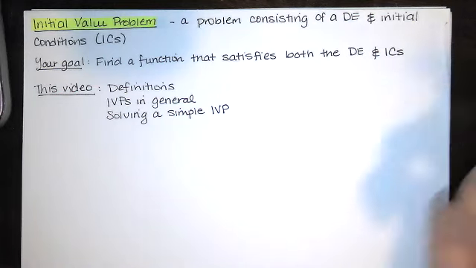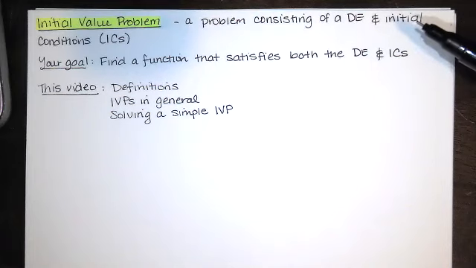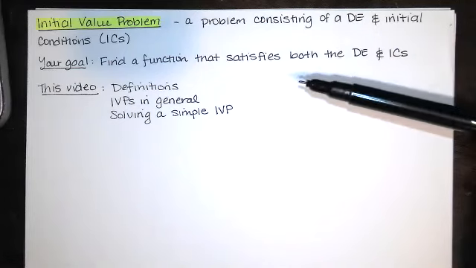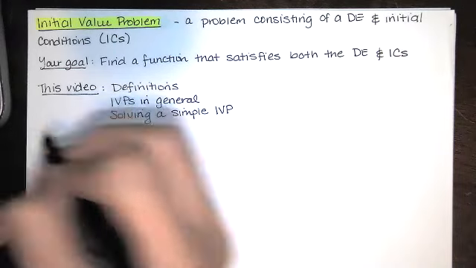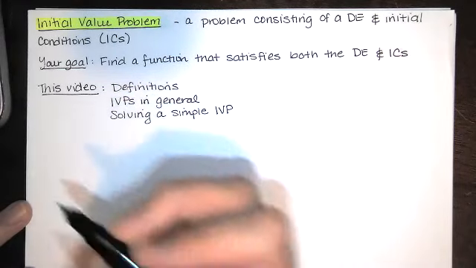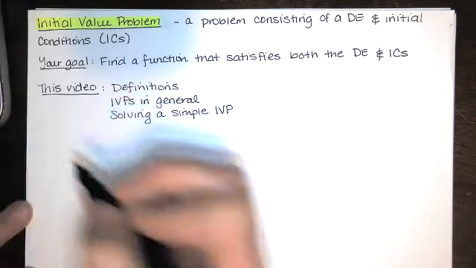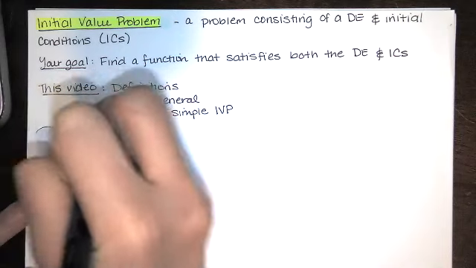Okay, so this is the definition. An initial value problem is a problem consisting of a differential equation and what are called initial conditions. Your goal is to find a function that satisfies both the DE and the initial conditions. Since we are in an ordinary differential equations class, or an elementary differential equations class, it doesn't feel elementary, we will look at an ordinary differential equation.